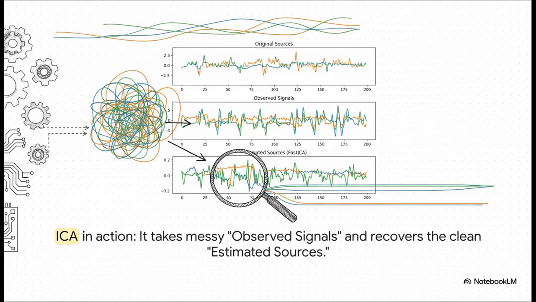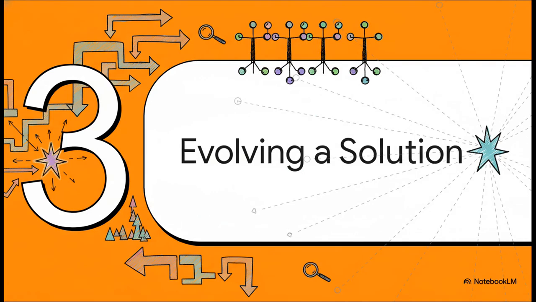It's pretty amazing. At the top, you have the original, clean signals. In the middle, you've got the messy, observed signals that were actually recorded. And then ICA computationally unmixes them to recover the estimated sources at the bottom, which are, wow, remarkably close to the originals. Okay, on to our final section.